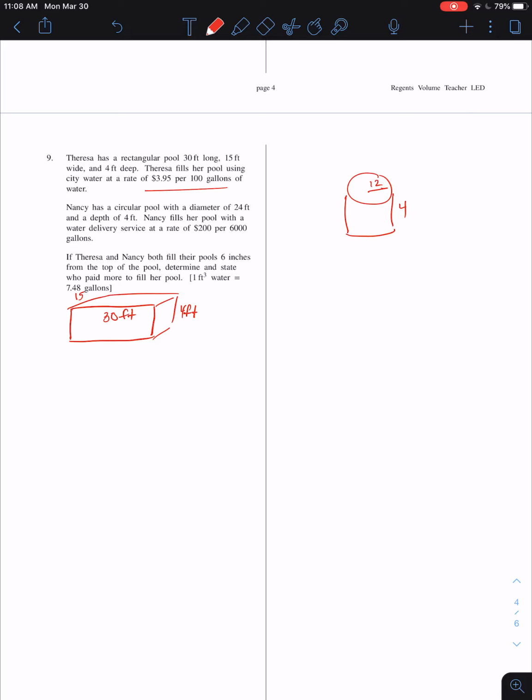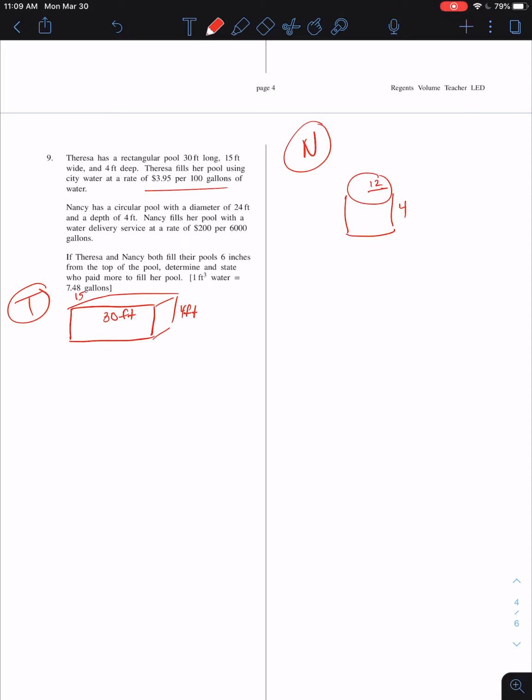Okay, so this is Teresa. We'll put a T there. This is Nancy. We'll put an N there. Okay, Nancy has a little bit more expensive water, but not really because she pays $200 per 6,000 gallons. So the unit is totally different, and so we're not 100% sure who's getting the better deal.